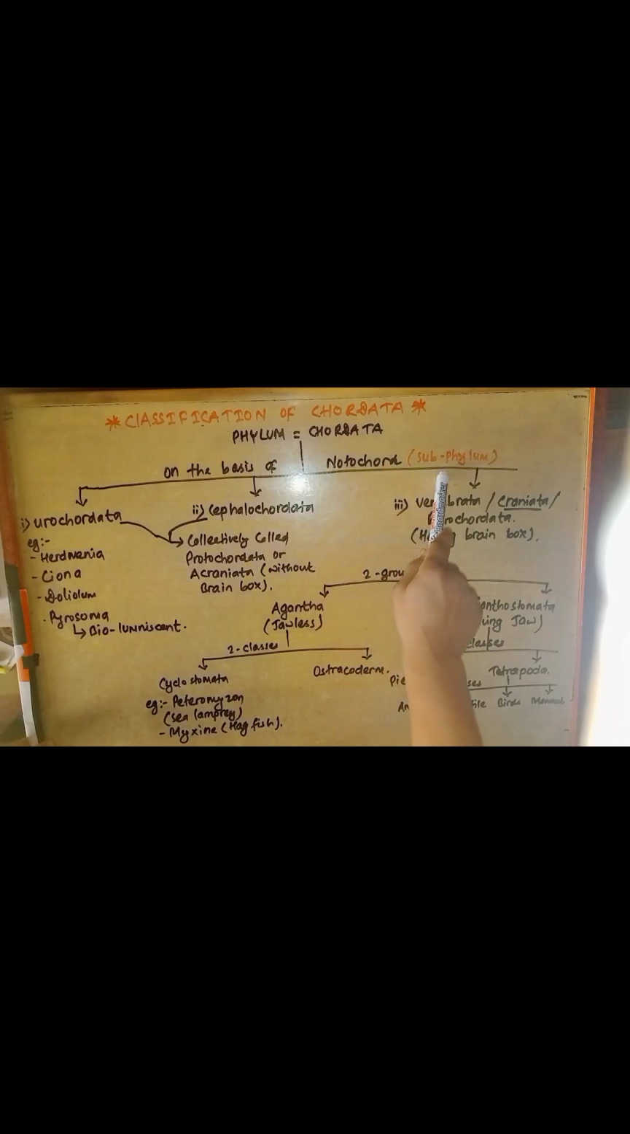Chordata is classified on the basis of notochord into three subphylum, that is UroChordata, CephaloChordata, and Vertebrata. Vertebrata is also called Craniata or EuChordata. Craniata means having brain box. And UroChordata and CephaloChordata are collectively called ProtoChordata or Acraniata. Acraniata means without brain box. Then Vertebrata is classified into two groups, that is Agnatha and Gnathostomata. Agnatha means jawless and Gnathostomata means having jaw.